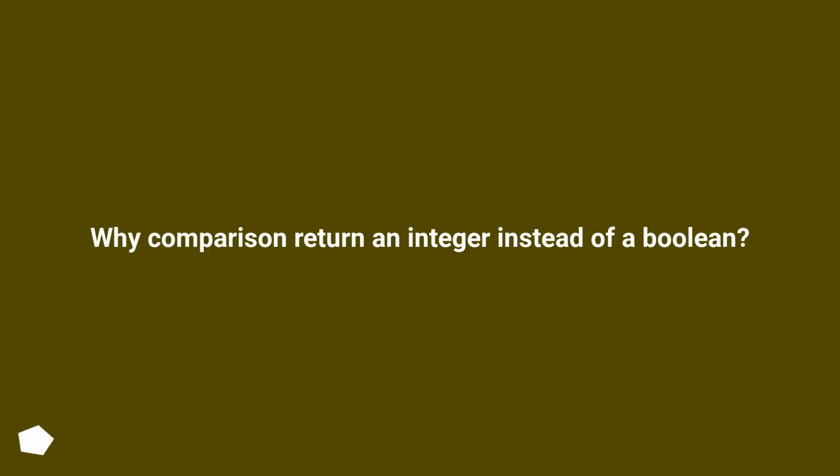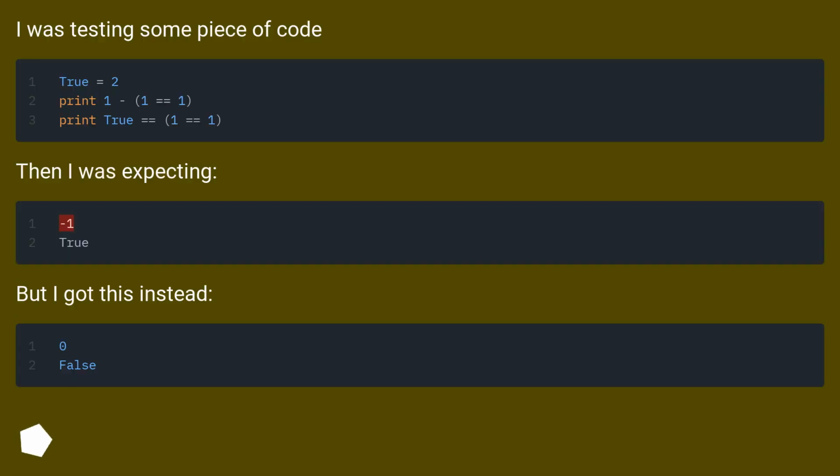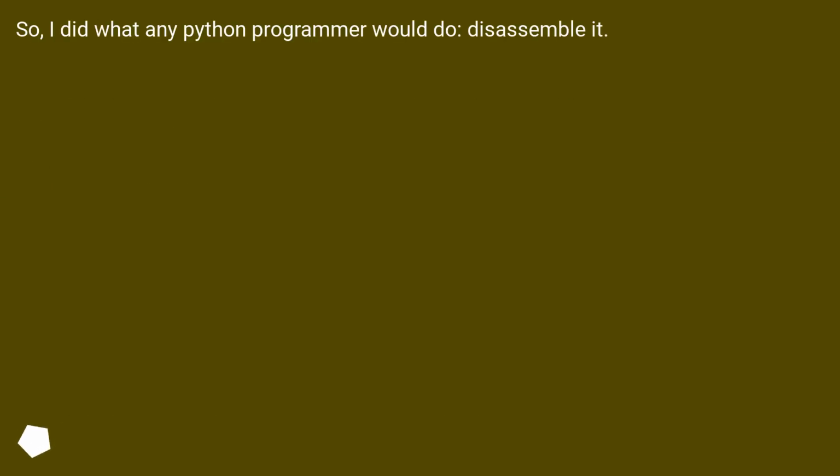Why does comparison return an integer instead of a boolean? I was testing some piece of code. Then I was expecting... But I got this instead. So, I did what any Python programmer would do: disassemble it.